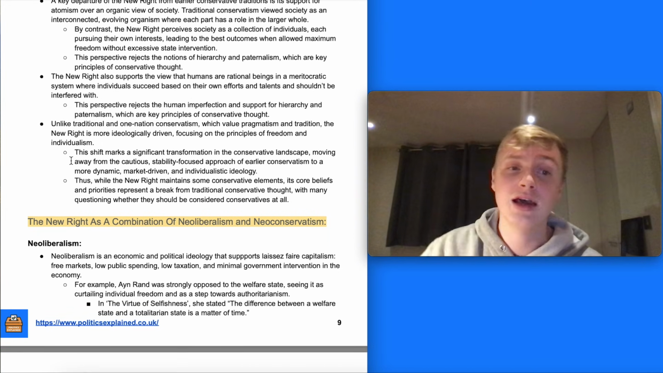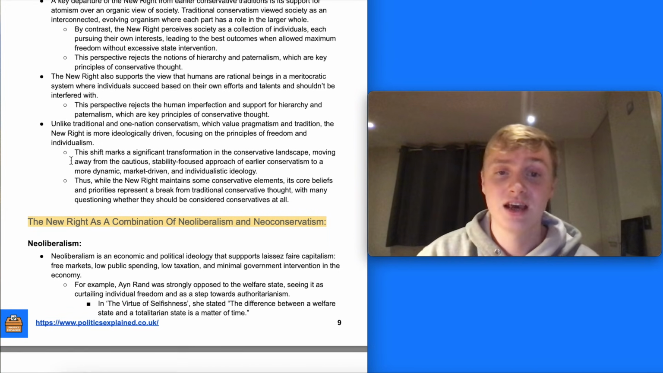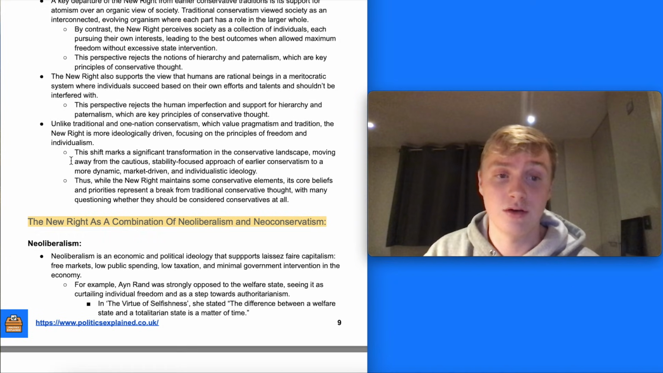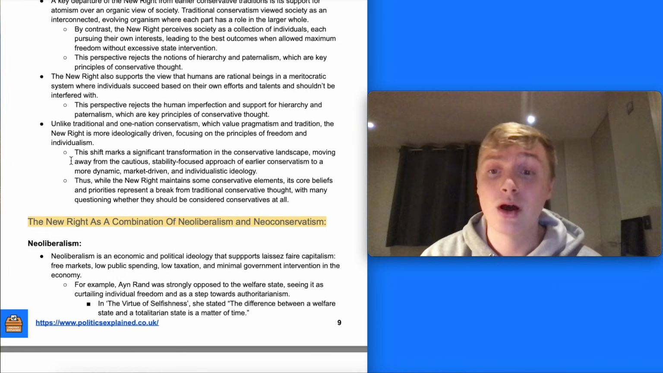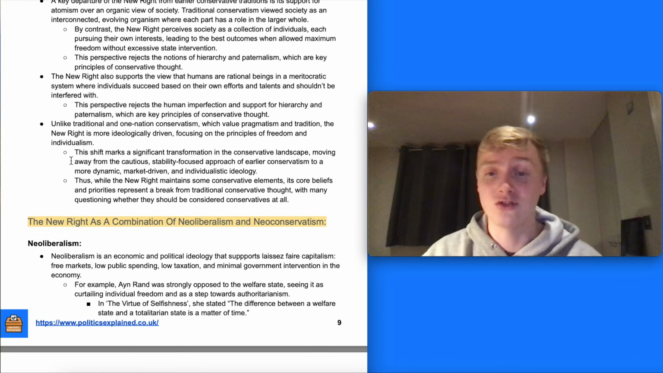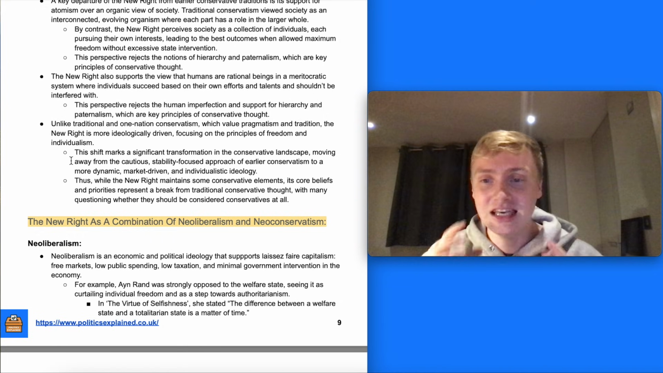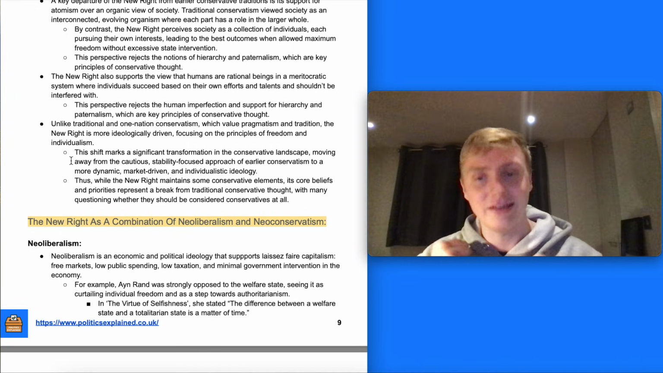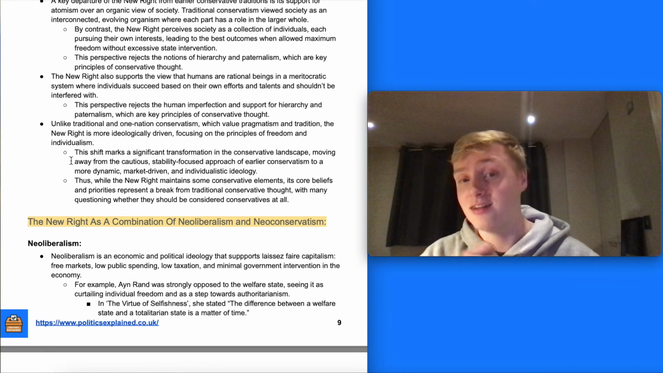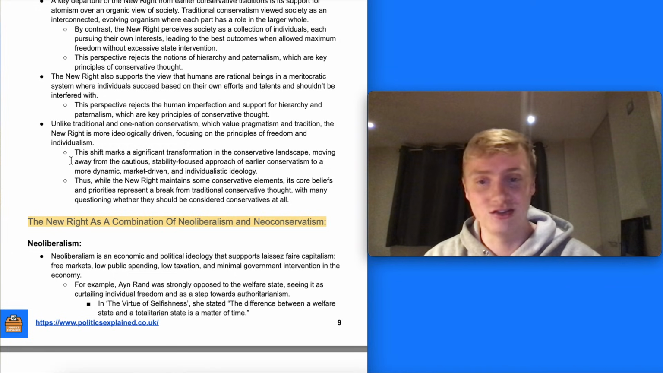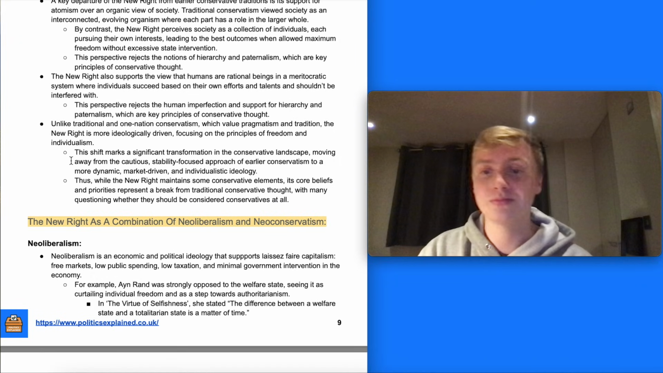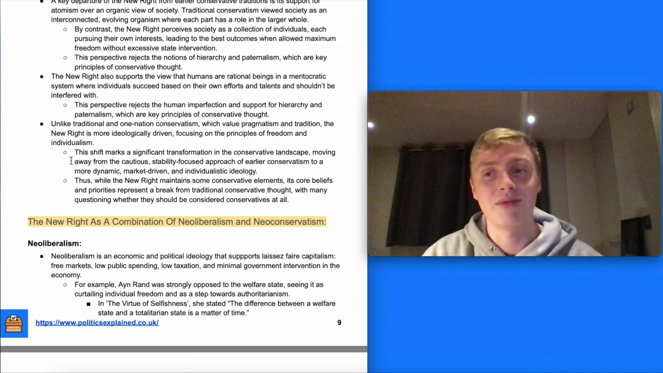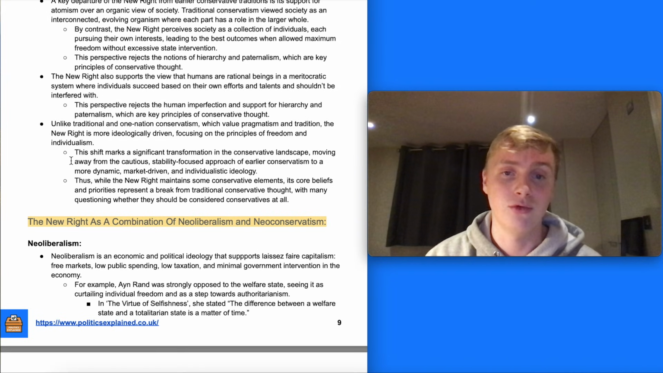So therefore, to round off, whilst the new right maintains some conservative elements, a lot of its core beliefs and priorities represent a break from traditional conservative thought as a whole, with many questioning whether they should be considered conservatives at all. As I mentioned at the start, these are the key questions you're answering in these essays, really thinking about to what extent is there agreement, to what extent is there disagreement. And this idea that actually one strand might not be considered conservatism at all can really be brought into your evaluations. You obviously don't have to agree with it, or bring it in, but I think it can be a useful thing to do, even if it's a bit of a high level, A-star level thing to do, and it needs to be done right.